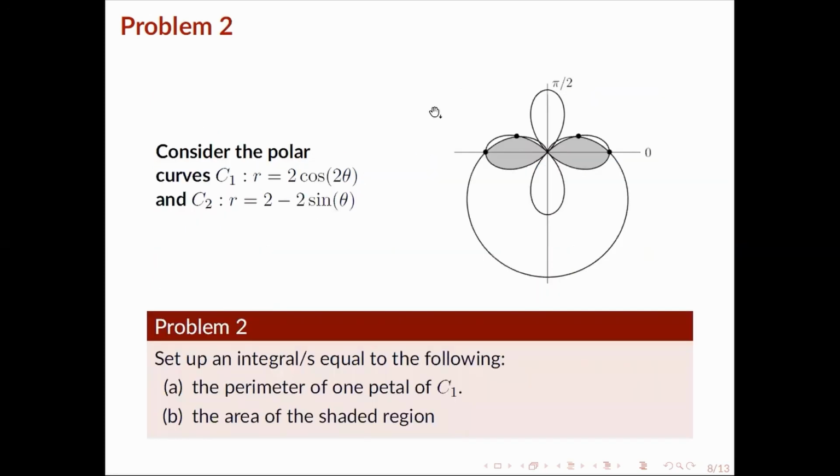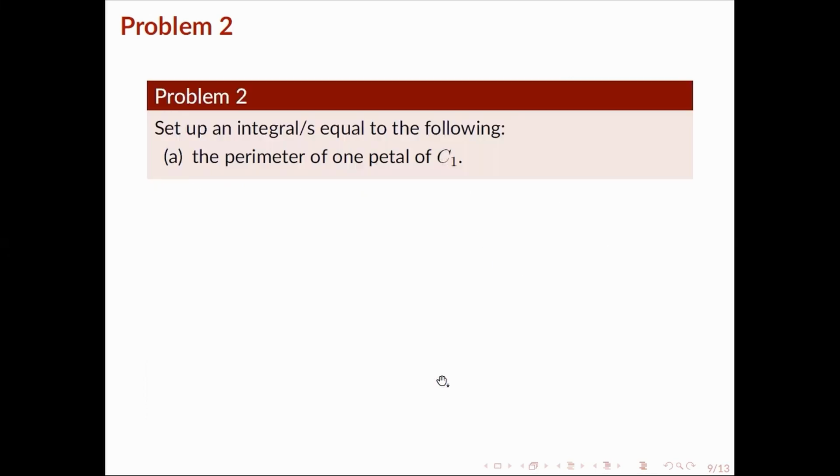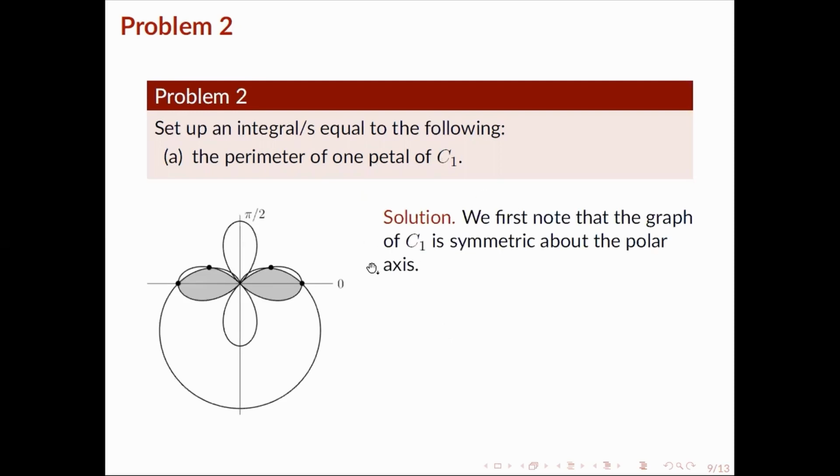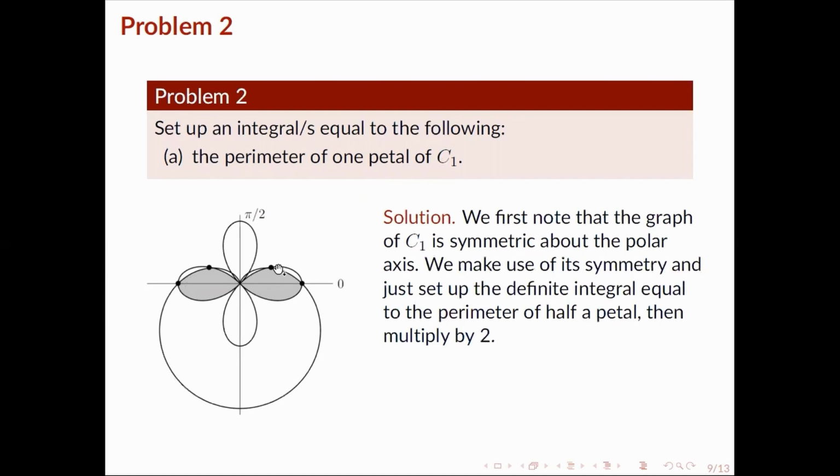So for the next problem, consider the same polar curves, C sub 1 and C sub 2. Set up an integral equal to the following: the perimeter of one petal of C sub 1 and the area of the shaded region. So for the perimeter of one petal of C sub 1, note that the graph of C sub 1 is symmetric about the polar axis. So we make use of its symmetry and just set up the definite integral equal to the perimeter of half a petal, then multiply by 2.